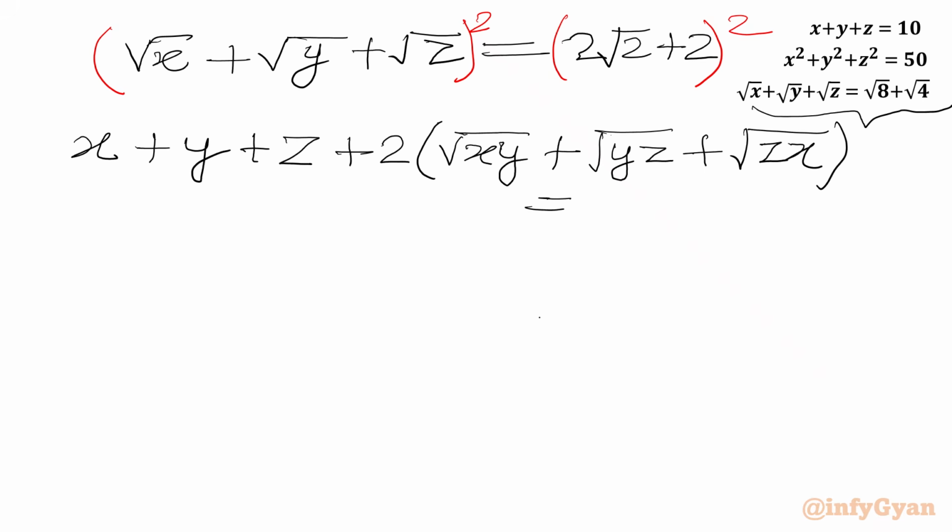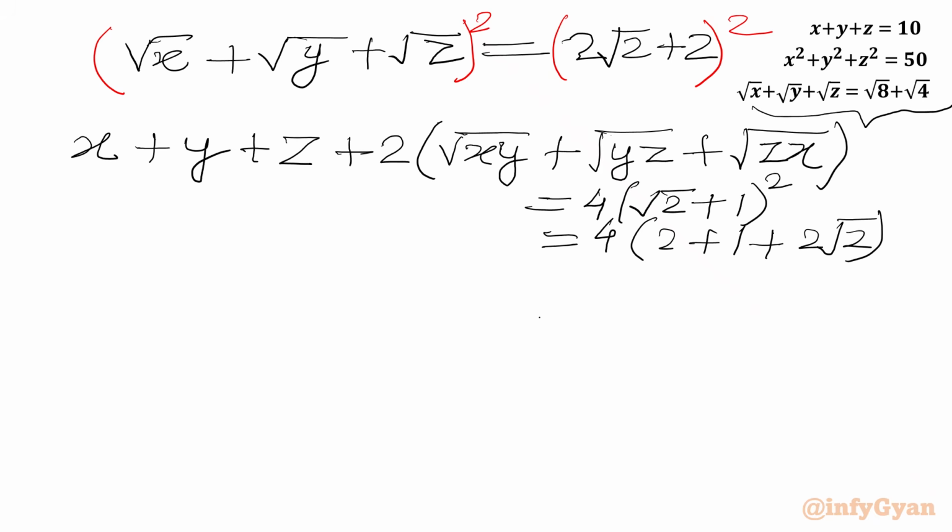we can take 2 common out. So we will be writing here 4 in bracket (root 2 plus 1) whole square, which will be equal to 4 times (2 plus 1 plus 2 root 2), which will become 4 times in the bracket (3 plus 2 root 2), which will simplify and we write 12 plus 8 square root 2.